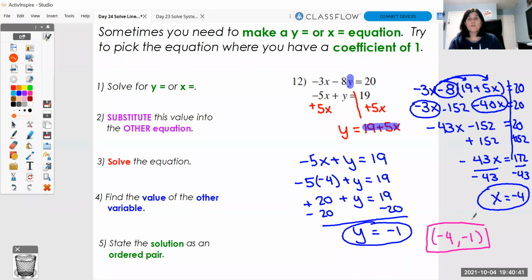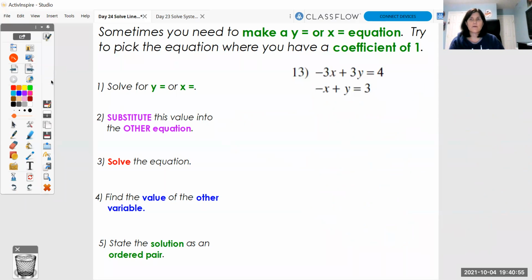So if you did number 12 on the worksheet yesterday and you didn't have a chance to check it, this is the correct answer. See if you got it right or if you can find your good mistakes. And then we're going to do one more, number 13. So here we go, number 13.